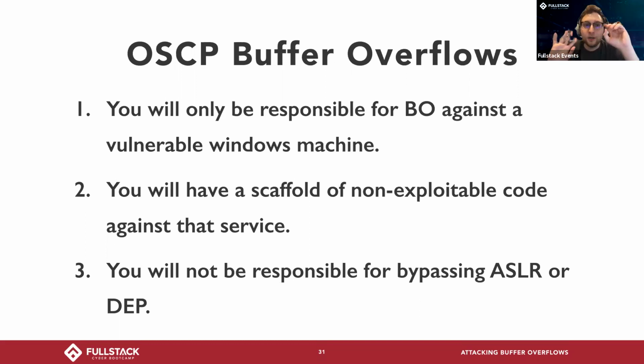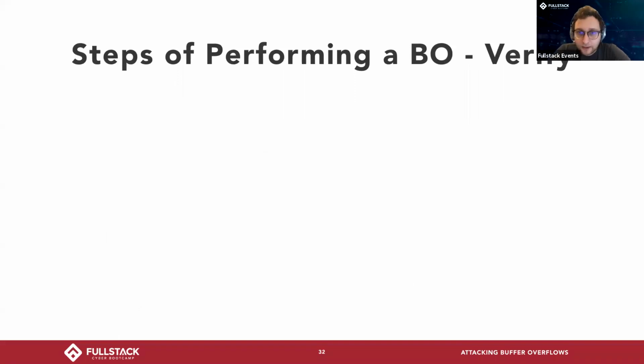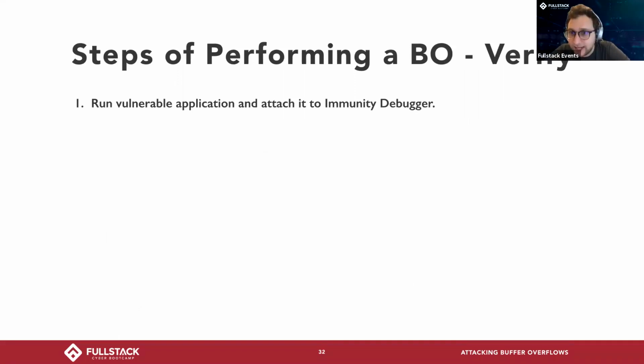Okay. Whew. We're ready. We're going to do this. I know this is a lot, but we're ready to go. So here we go. Here are our steps for performing a buffer overflow. Right now, we're going to get started and go through them one by one together. Step 1: run the vulnerable application and attach it to Immunity Debugger.